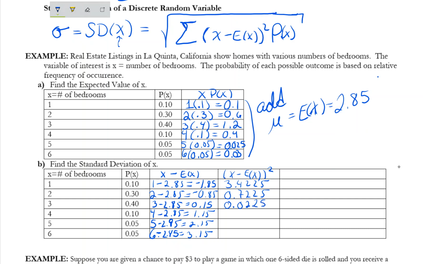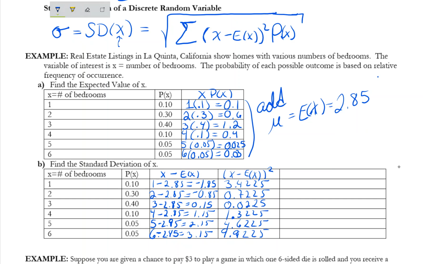0.0225. Oh yeah, that's the tiny one. 1.3225, and then 4.6225. And 9.9225. That should be the big one, because 3 squared is 9, so it should be a little bit bigger than that because of the 0.15. All right, almost done.